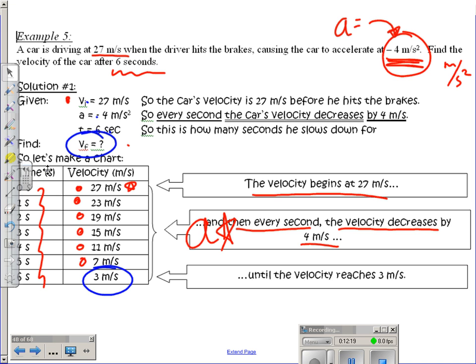All right. I'm going to leave you with this one last thought. This statement right here is of ginormous importance. Your acceleration tells you what the velocity does every second.